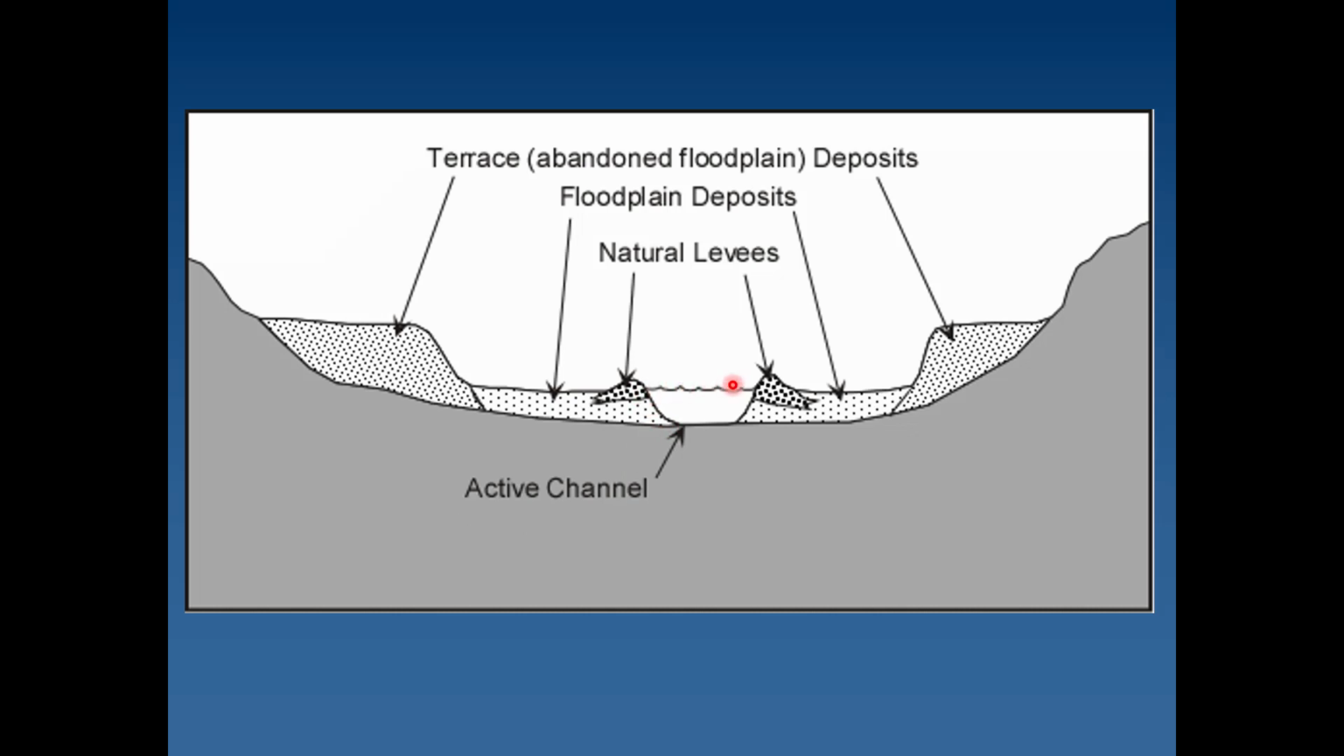You'll have a regular channel. Over time, the river may form what's called a natural levee. It's just the physics of how the water carries the load, and what happens when it overtops the banks. It tends to deposit some material here, and so you'll see nice little natural levees, and then behind those a floodplain.